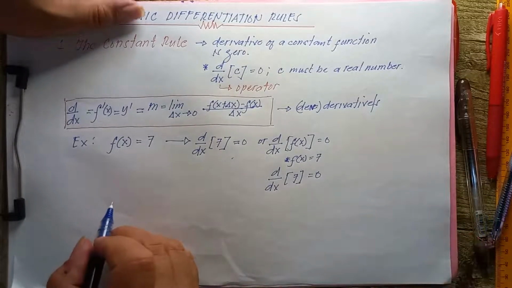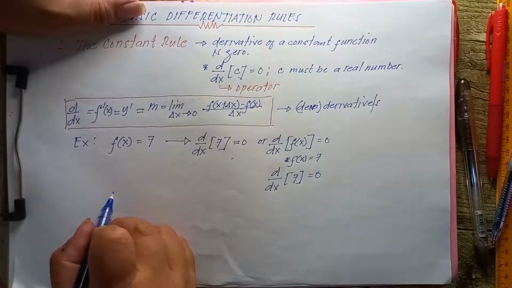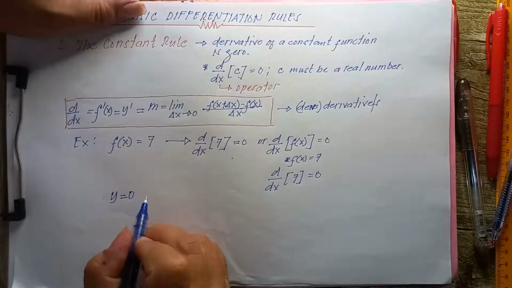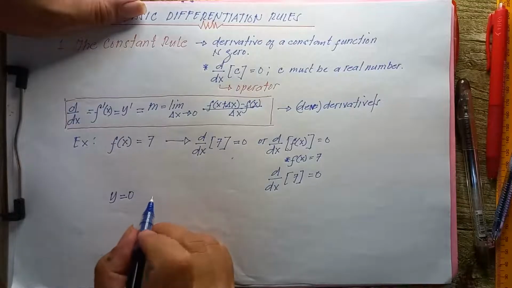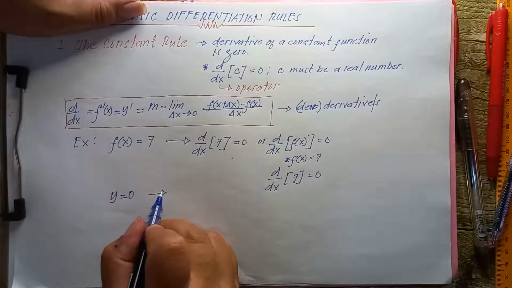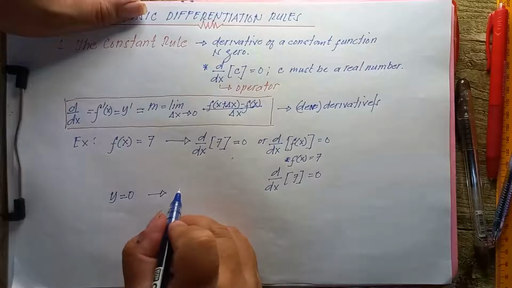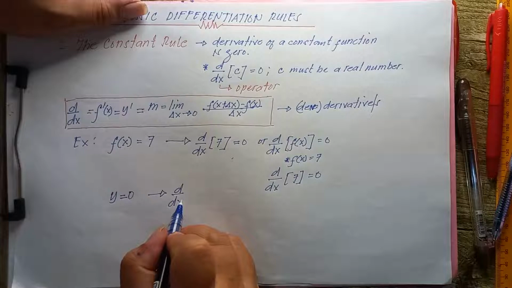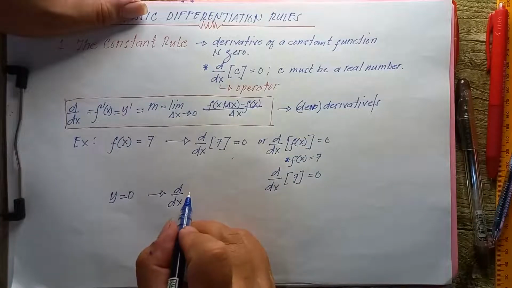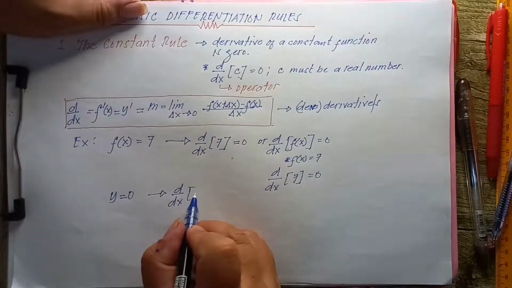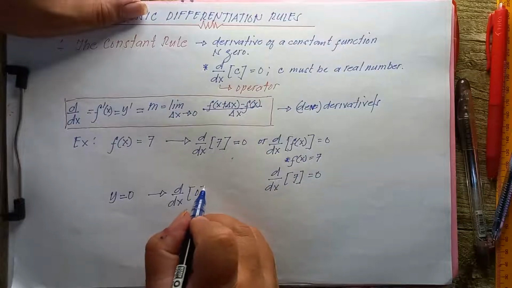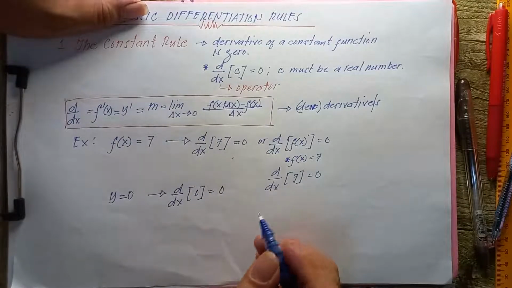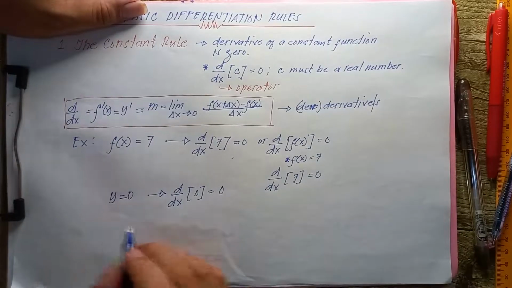Now another one here is, what about if we have y is equal to 0? What would be its derivative? To get the derivative of that one, that can be written as d over dx of 0. And so what is the derivative? That is the same as 0. This can also be written as what?